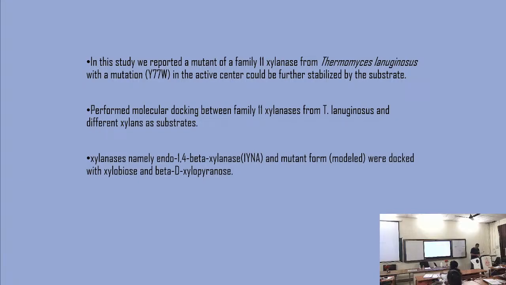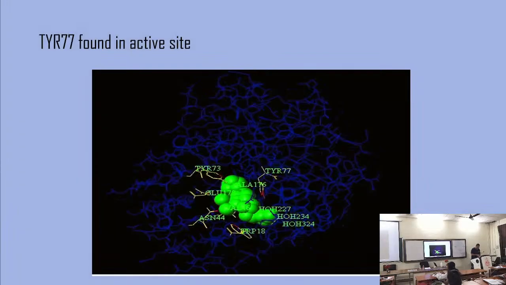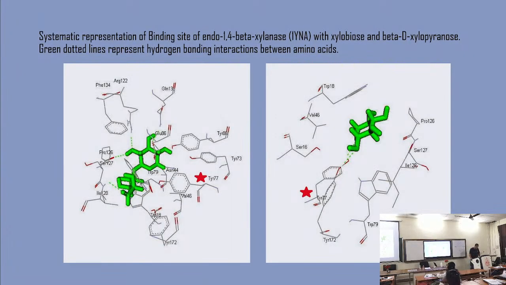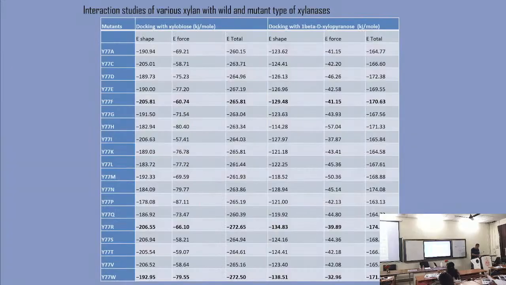So we did the molecular docking between this xylanase and different substrates, and if you see, this is tyrosine 77 which is present in the active site. This is a very crucial binding module amino acid which gives you a better clue that if you do the modeling and simulation, or you generate the mutant based on this crucial binding area with this amino acid, you can get the improved capability.